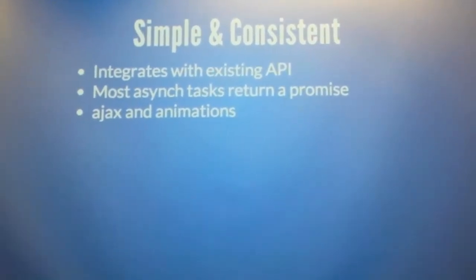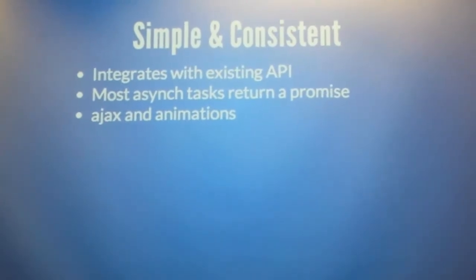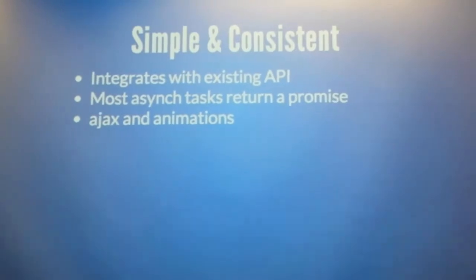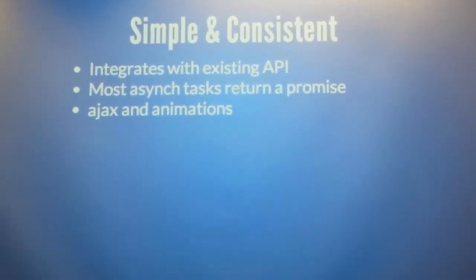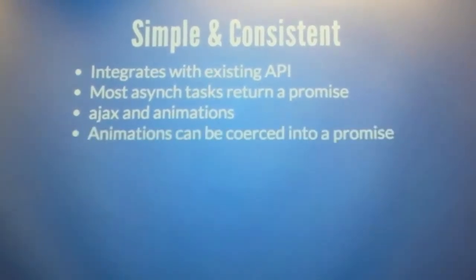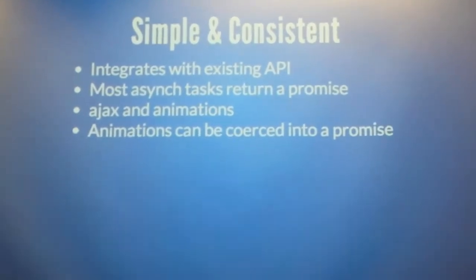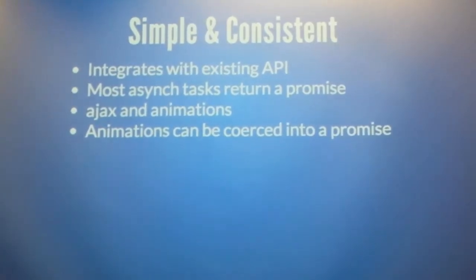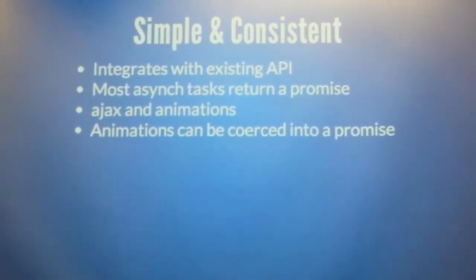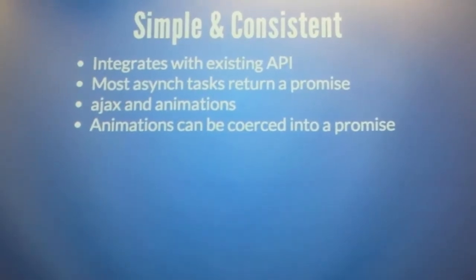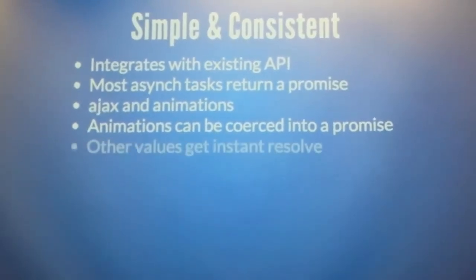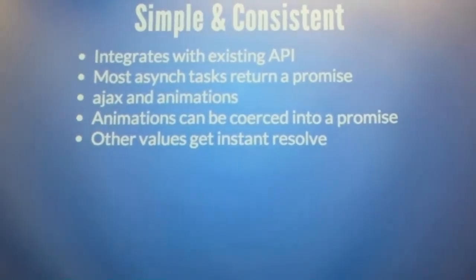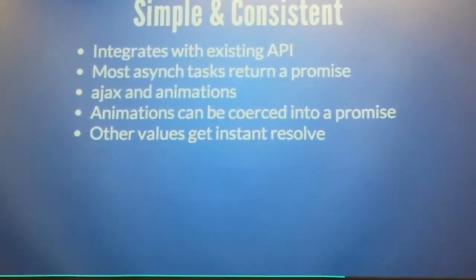So starting with jQuery 1.8, the API started to really move towards the promise construct. And of course, Ajax calls in jQuery return a promise. An animation can be coerced into a promise if you go to the HTML element where the animation is operating. You can actually extract a promise from that, and it will get resolved when the animation is finished. And any other values that are not asynchronous tasks will get instantly resolved through the when wrapping.